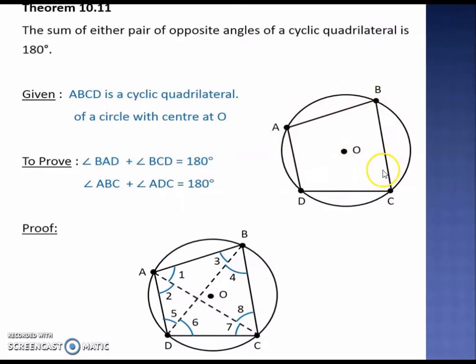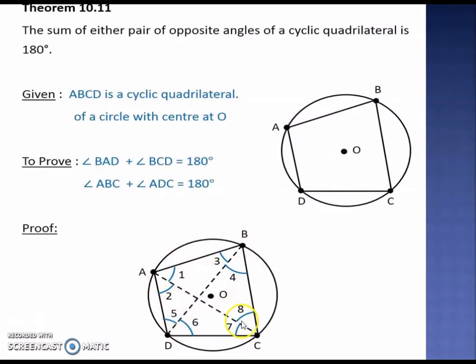Okay, so here ABCD is a cyclic quadrilateral and the center of the circle is O. Now we have to prove that both the pairs of opposite angles of this cyclic quadrilateral, that is BAD plus BCD, their sum is 180 degree, and angle ADC plus angle ABC sum is also 180 degree. That means opposite angles are supplementary.